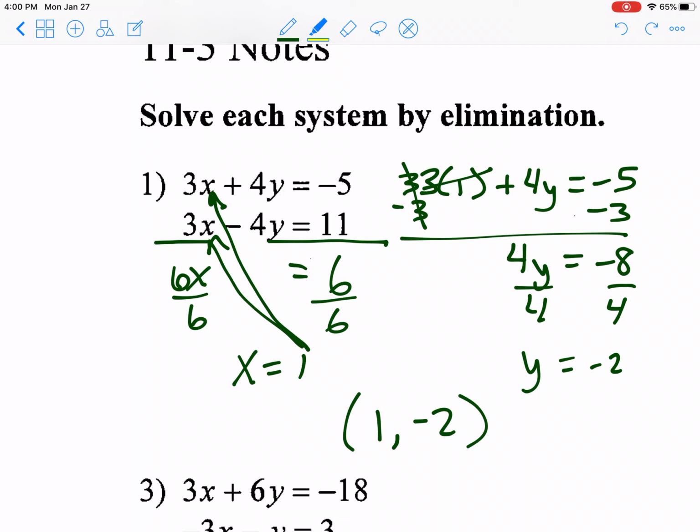Whoops, I meant to erase. Let's see what we got. Okay, so if I did 3 times 1, that's 3. 4 times -2, that's -8. 3 minus 8 is -5, yes. 3 times 1 is 3. -4 times -2 is 8. 3 plus 8 is 11, yes. It solved both equations just like that.